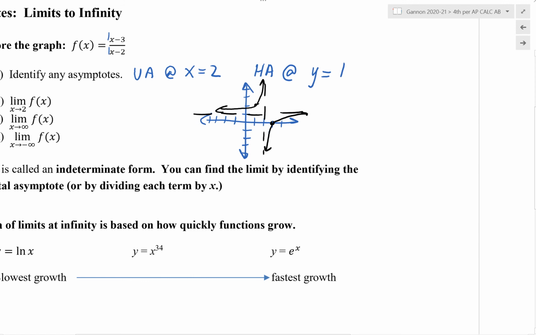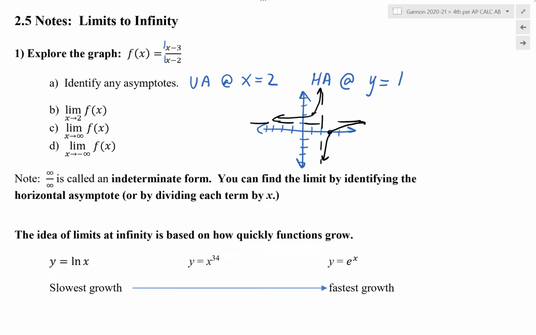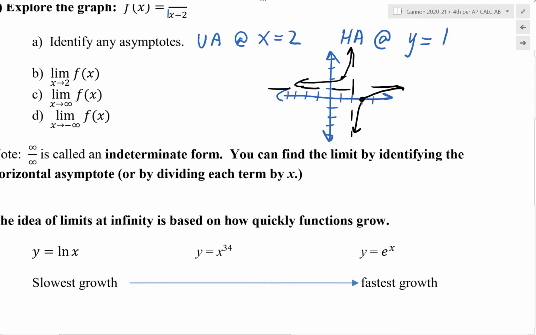As we look at that, from the graph we should be able to identify some of these limits. For the first limit, it says the limit as x approaches 2 of f of x. Well, 2 is where our vertical asymptote is. We are approaching positive infinity from the left, and we are approaching negative infinity from the right, which simply tells me that the limit does not exist because you're approaching different values from each side.